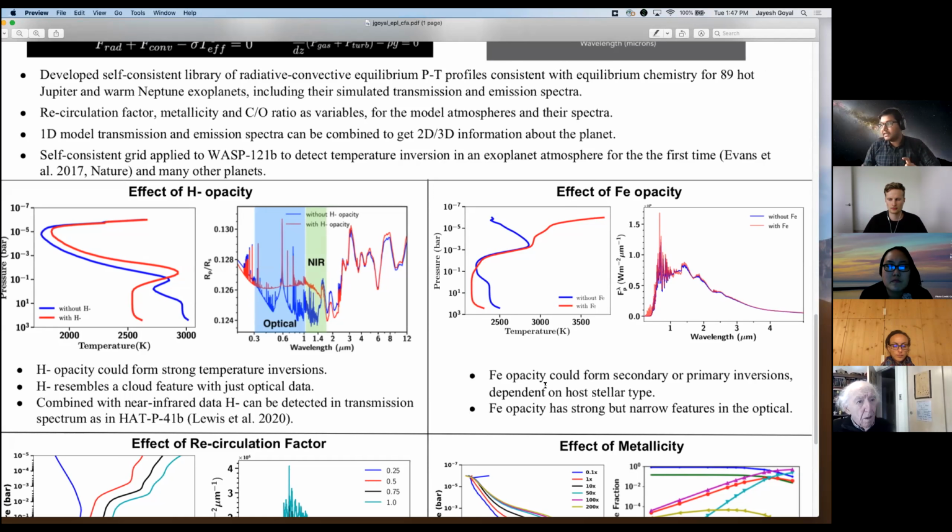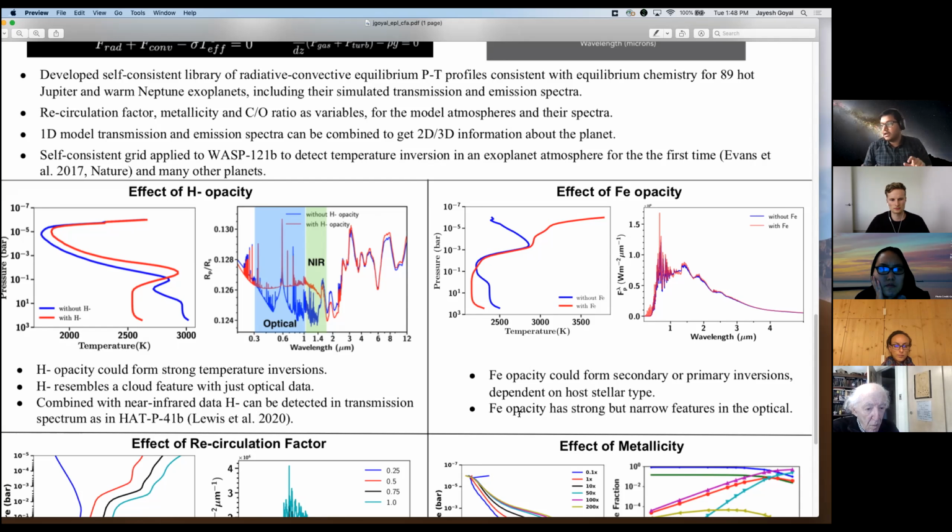But importantly, the capability of ion to form temperature inversions is dependent on the host star type. So if you have a host star that peaks in the ultraviolet, like hotter stars, then it will absorb a lot of opacity in the optical, and that can form temperature inversions. And we saw that for one of the hottest exoplanets, KELT-9b. In our models, which are part of a grid of models, we can see that ion can form temperature inversions in KELT-9b as strong as that formed by H minus or TiO-VO. So that is one of the important findings we saw.